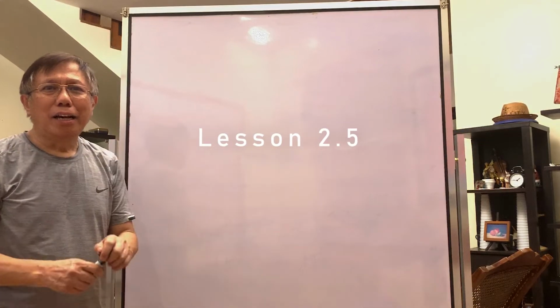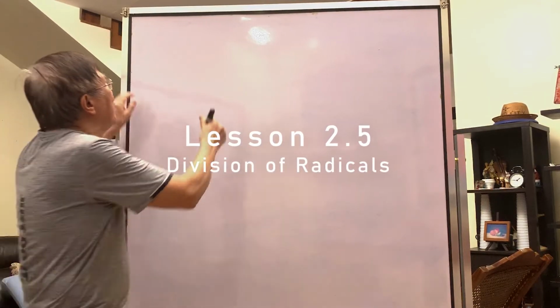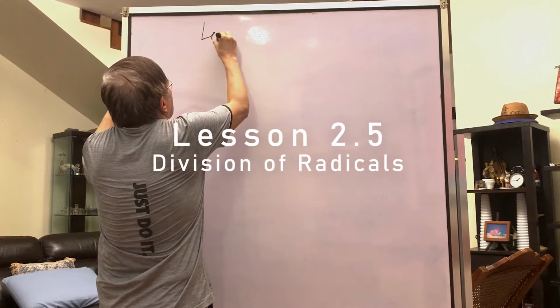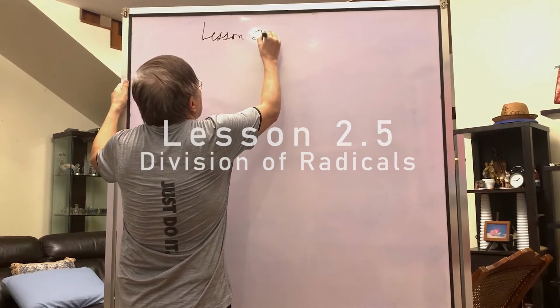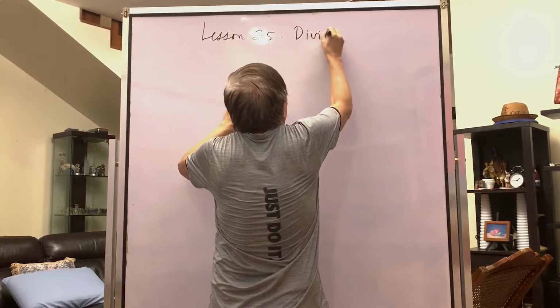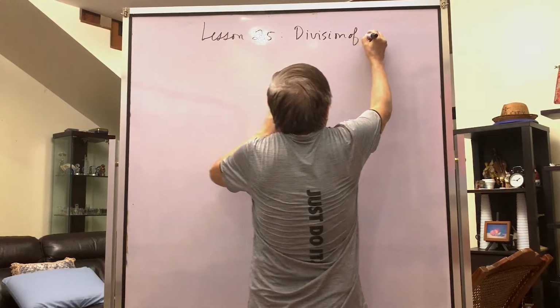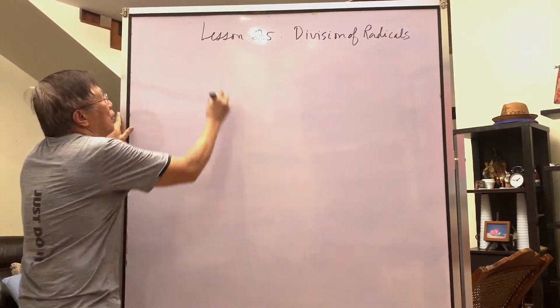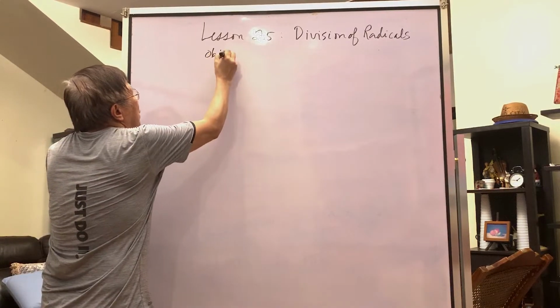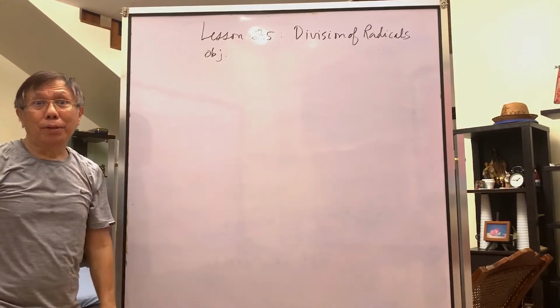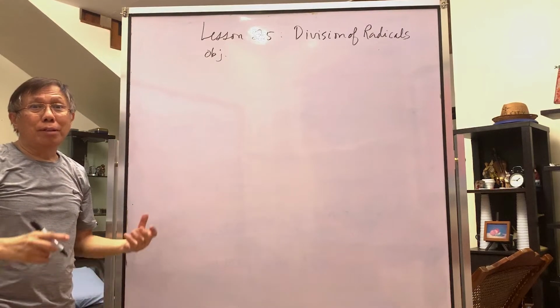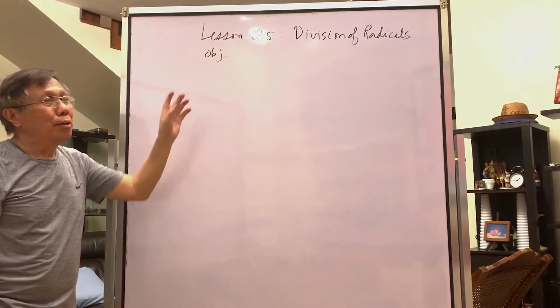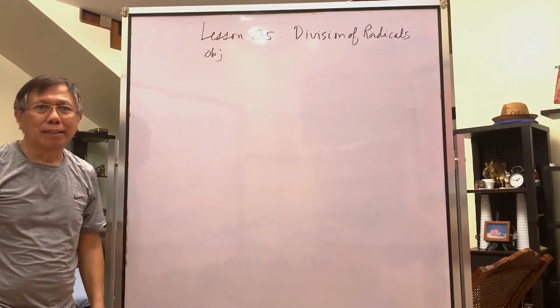Hi. Our next lesson will be lesson 2.5, division of radicals. The objective for this lesson will be for you to be able to simplify radicals with denominators.